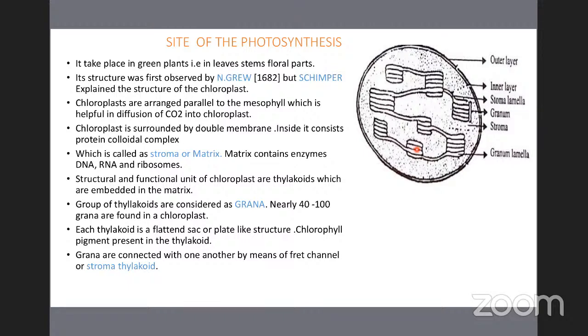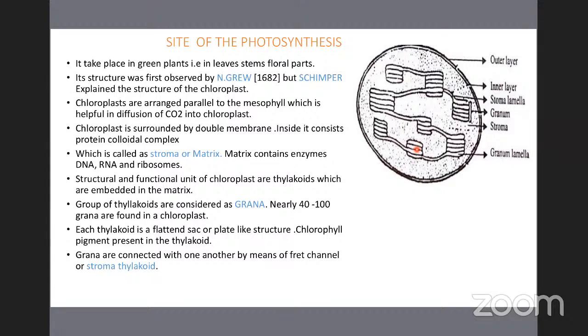Once again, chloroplasts are the organelles which help in storing green color pigments in their structural functional unit, the thylakoid. And these chloroplasts were first observed by N. Grieve in 1682, and a detailed structure was given by Schimper.